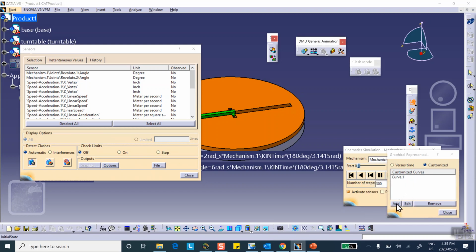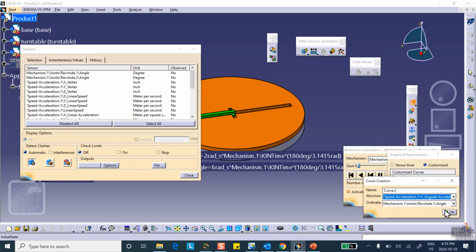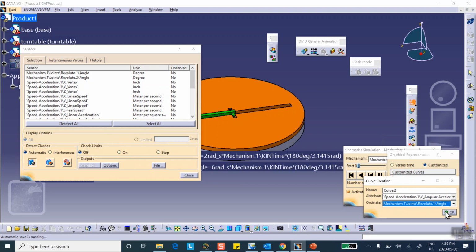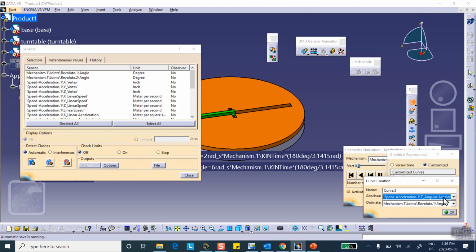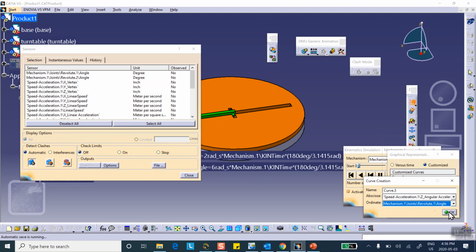Well, I want to do another one, add. This time, y component of the angular acceleration versus angle, not versus time, right here. Here's the angle. Third one, add z component of the angular acceleration versus angle. And we say, okay.